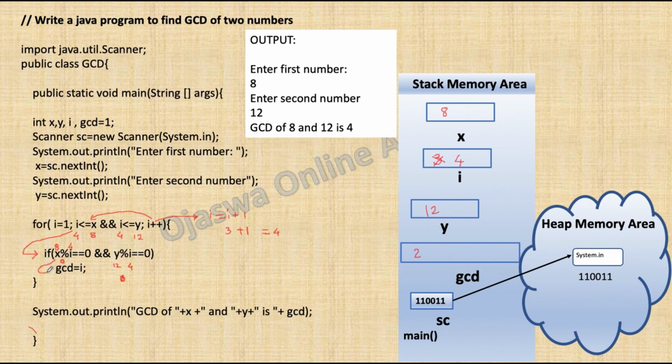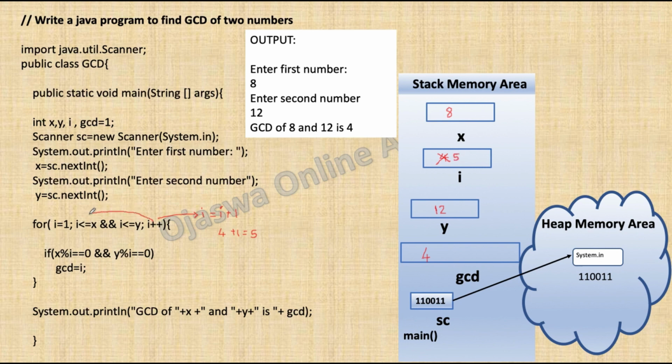Hence control of the program will come inside the if block. And this statement GCD equal to i will be executed. The value of i is 4. Hence the updated value of GCD is now 4. After this statement is executed, control of the program will go to the increment statement and next iteration happens. i equal to i plus 1. Value of i is 4 plus 1 equal to 5. Hence the updated value of i is now 5. Hence value 4 will be replaced with 5.